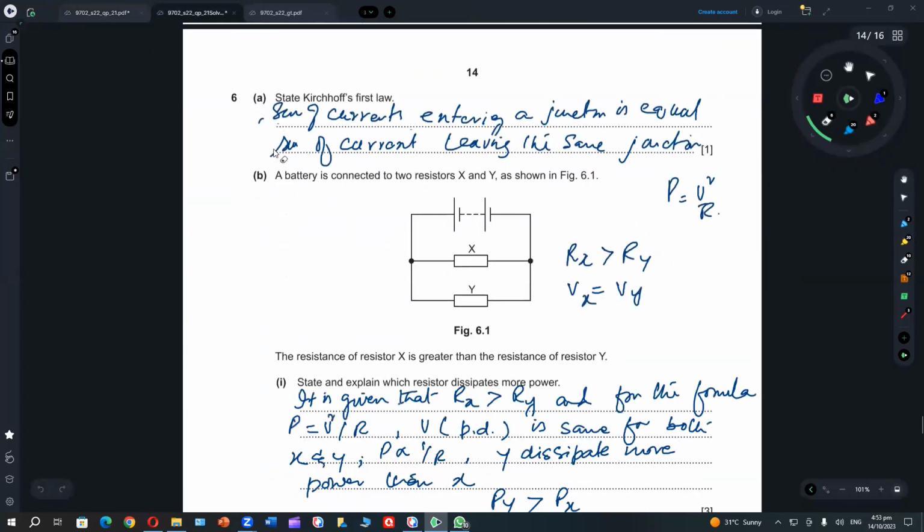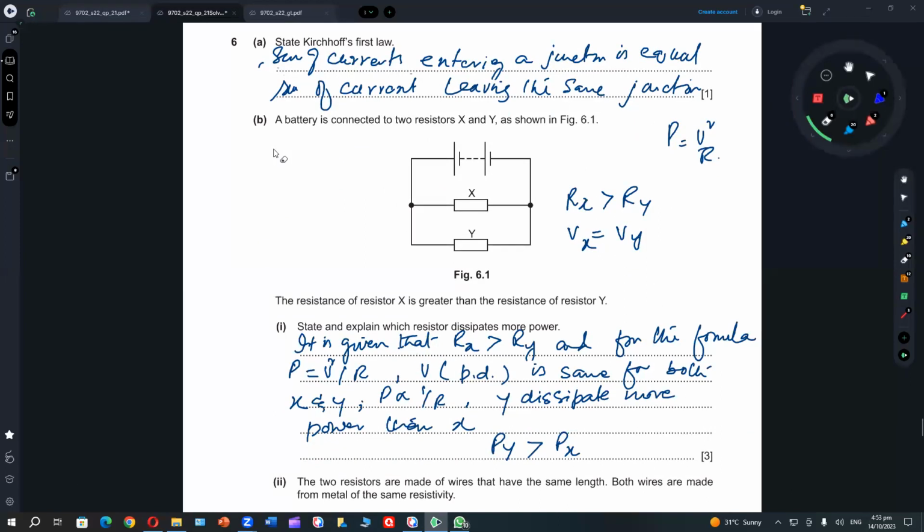So you will tell the examiner that resistance X is greater than resistance Y. It's a parallel circuit. Greater the resistance, smaller is the current. Look at this conceptual working. Power is equal to V square upon R.